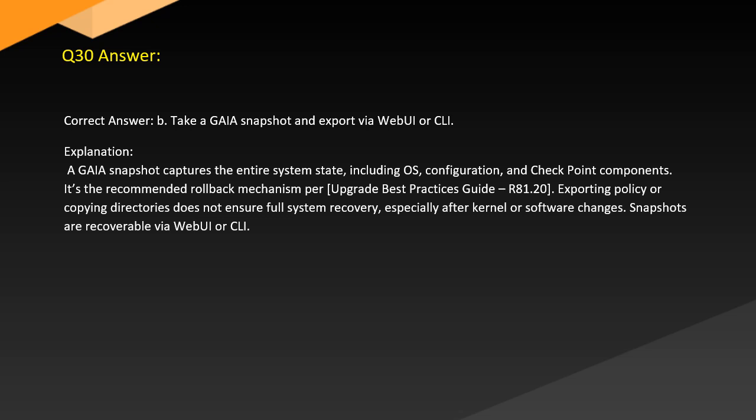Answer. Correct answer: B. Take a Gaia snapshot and export via WebUI or CLI. Explanation. A Gaia snapshot captures the entire system state including OS configuration and Check Point components. It's the recommended rollback mechanism per the Upgrade Best Practices Guide. Exporting policy or copying directories does not ensure full system recovery, especially after kernel or software changes. Snapshots are recoverable via WebUI or CLI.